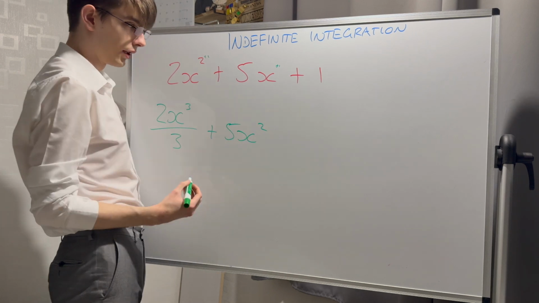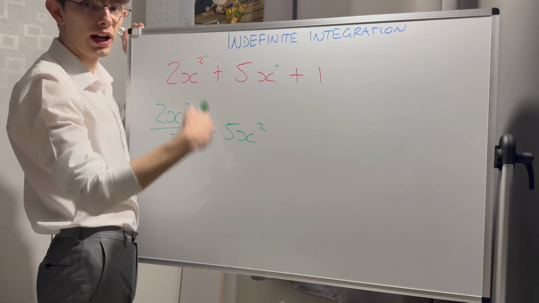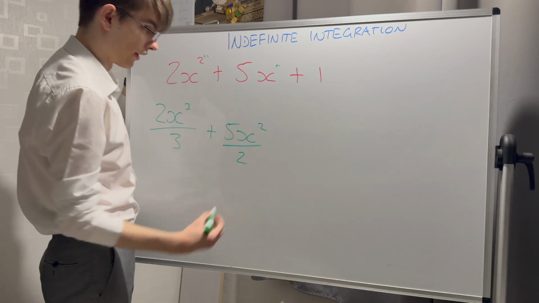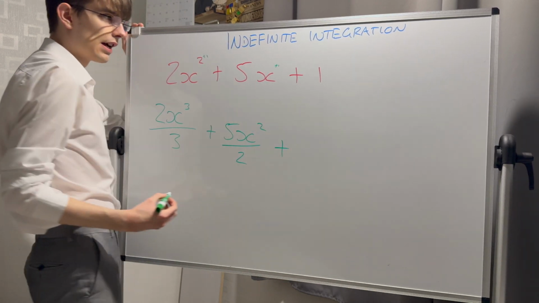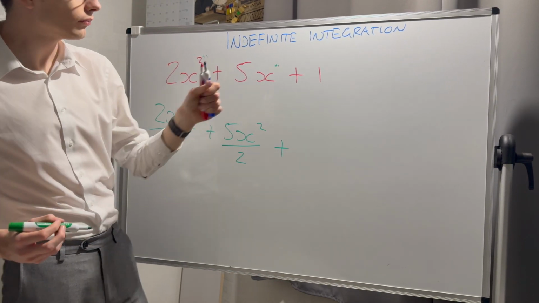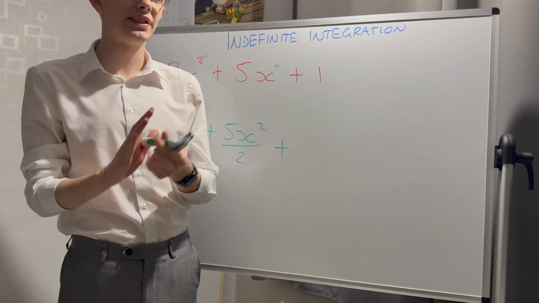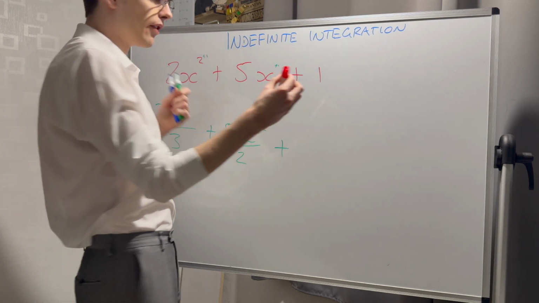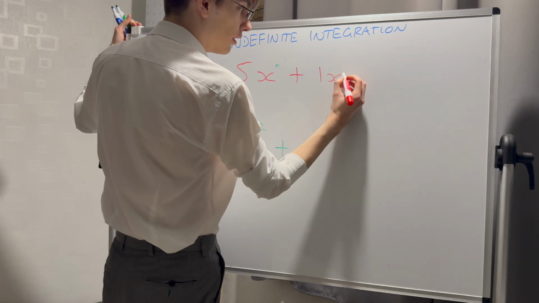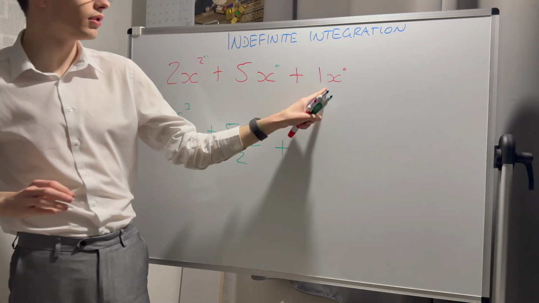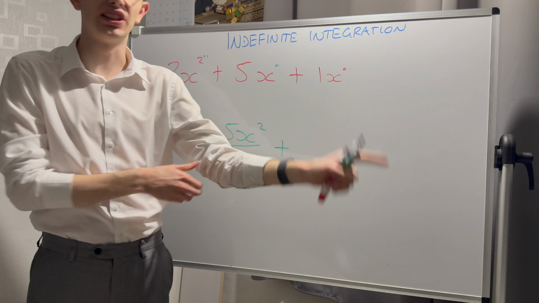That 5 isn't going anywhere. And then divide by that new power. Divide the whole thing by 2. And then 1, it's important to remember, the same as differentiation, that this 1 is essentially a 1 times x to the 0, because x to the 0 is just 1.